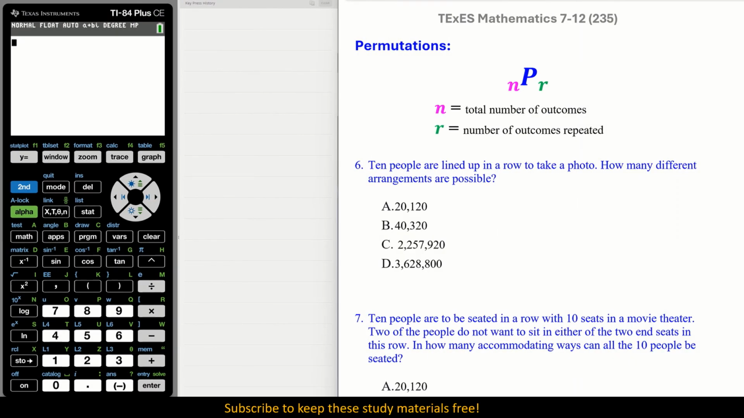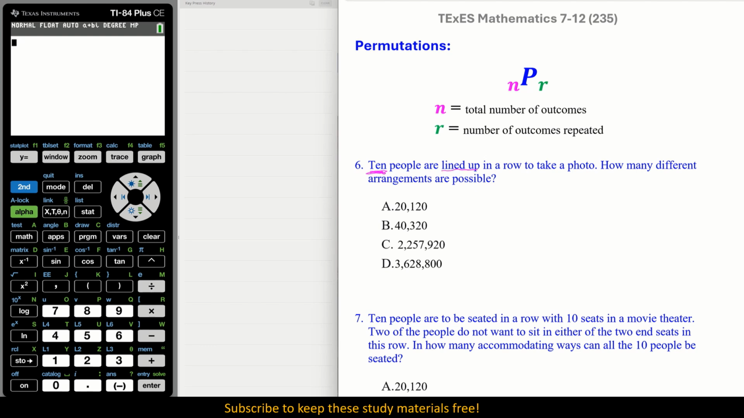Number 6: 10 people are lined up in a row to take a photo. How many different arrangements are possible? A couple of key things going on here. Notice first, there is only one value, 10. We only have 10, no other conditions. That means I'm very suspicious that our value N and our value R are the same thing. We are not pulling out a small group. We're just talking about the group themselves.